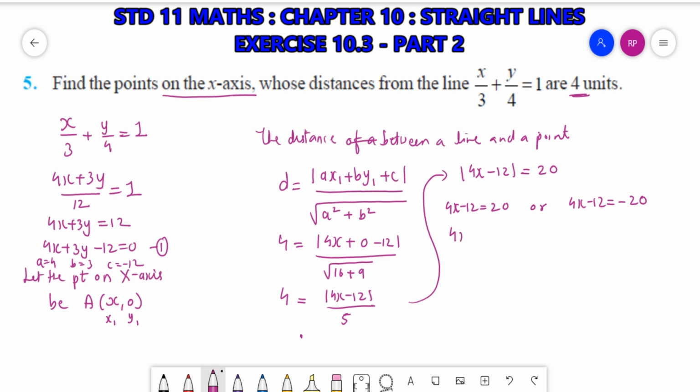Okay, so 4x = 20 + 12, that will be 32. That means x is equal to 8. Or 4x = -20 + 12, that will be equal to -8. So x is equal to -2. So the required point is either (8, 0) or (-2, 0). Clear? So this was about question number 5. So just note it down.